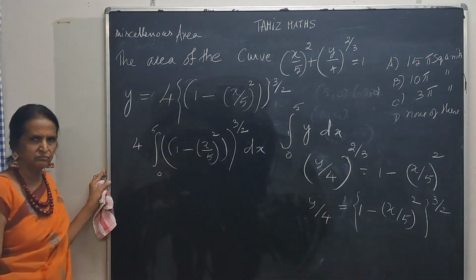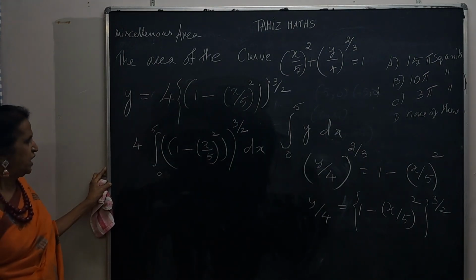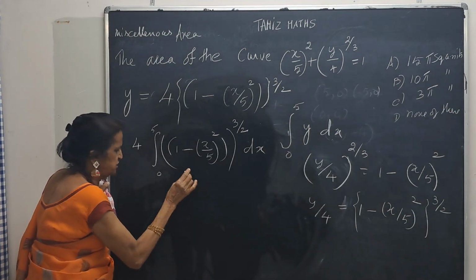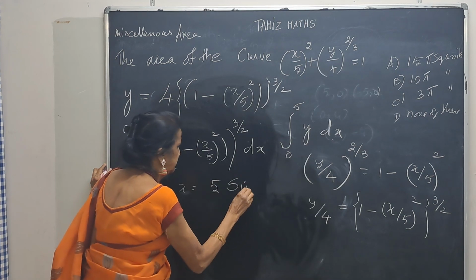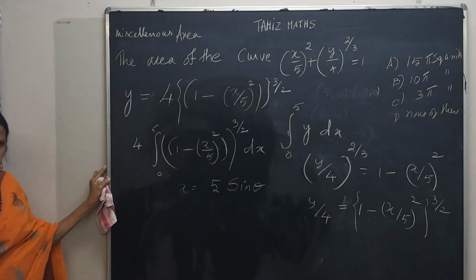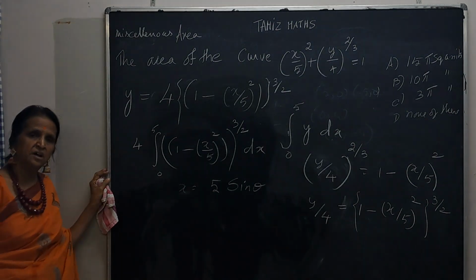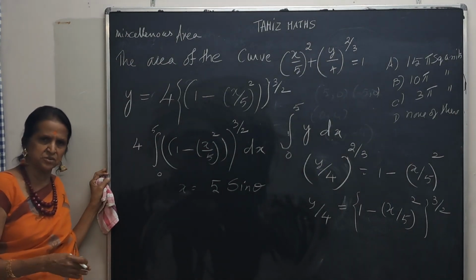This is for only one quadrant, and we multiply by 4 at the end. How am I going to do it? Put x equal to 5 sine theta. You have to be strong in integration, because differential equations and area are all based on this.